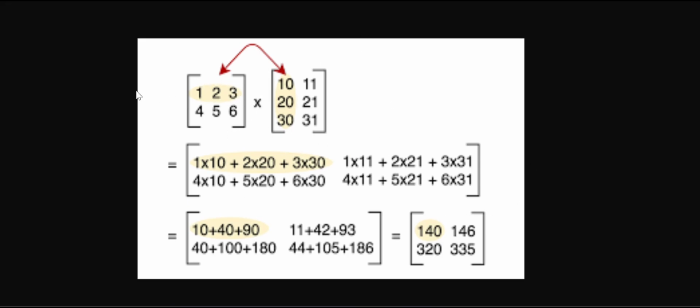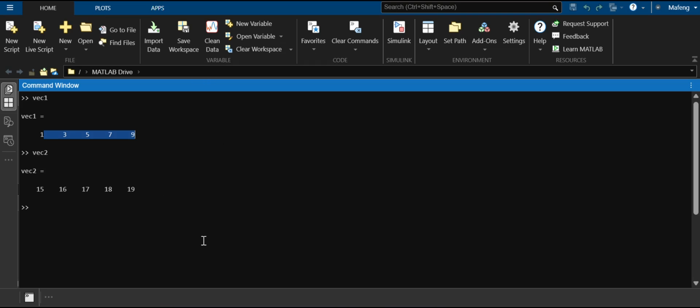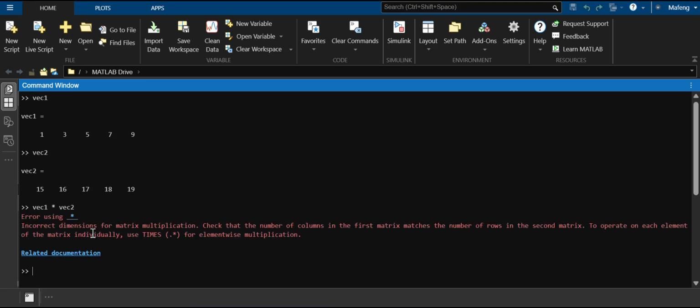So if you had a different number of columns, a different matrix size, the number of columns must be equal to the number of rows for matrix multiplication to work. Now in our example here, we can't perform this because the number of columns in vector 1 is 5, and the number of rows in vector 2 is 1. So if we try this, dimensions do not agree. Right, incorrect dimensions for matrix multiplication, just as I said.